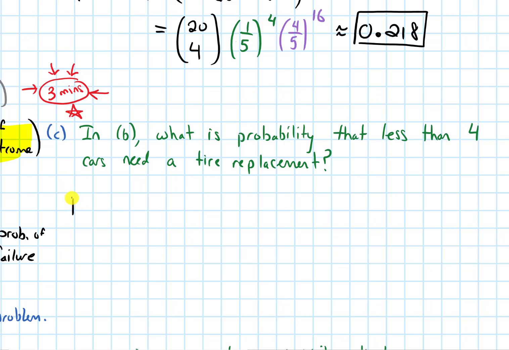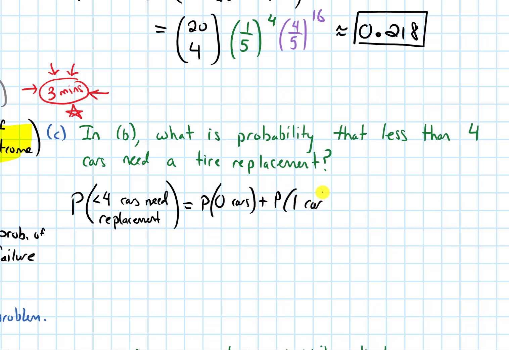So this question is asking, what is the probability that less than 4 cars need a tire replacement? So if it's less than 4 cars that need a tire replacement, that could mean either 0 cars or 1 car or 2 cars or 3 cars that need to get their tires replaced. So I'm going to add up those probabilities. So it's the probability that 0 cars need a replacement plus the probability that 1 car needs one, plus the probability that 2 cars need it, and then finally plus the probability that 3 cars need it. Okay, so let's work out each of these.